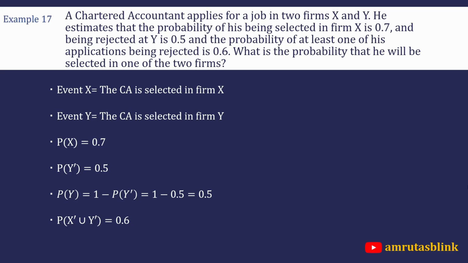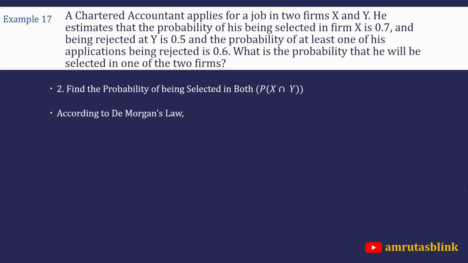Now it's also given that the probability of at least one of his application being rejected. Now at least one of his application, that means his one application can be rejected or both the applications can be rejected. For rejection we need to take complement event, and one or it is two, that is both the applications, hence we need to take union event. So probability of X complement union Y complement is equal to 0.6.